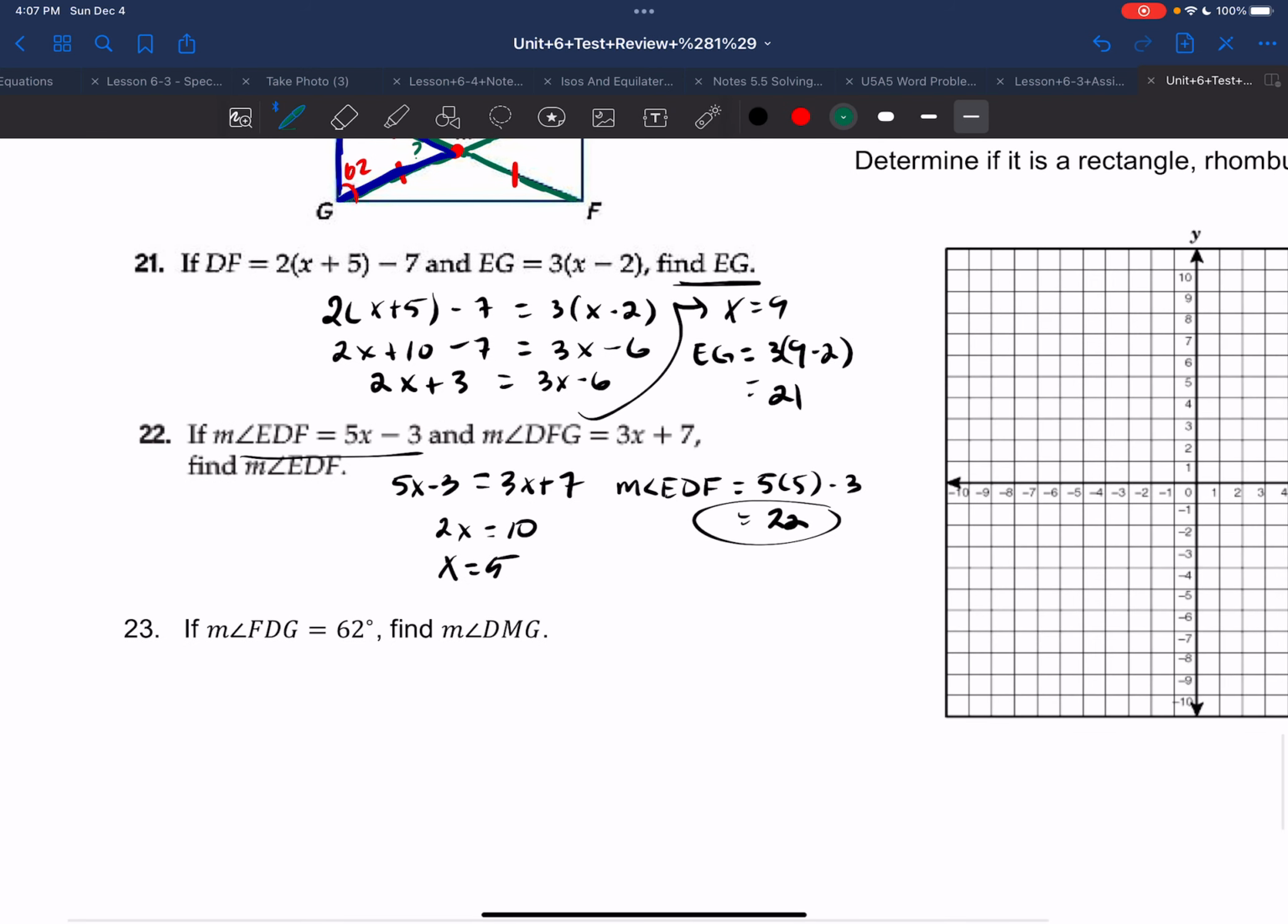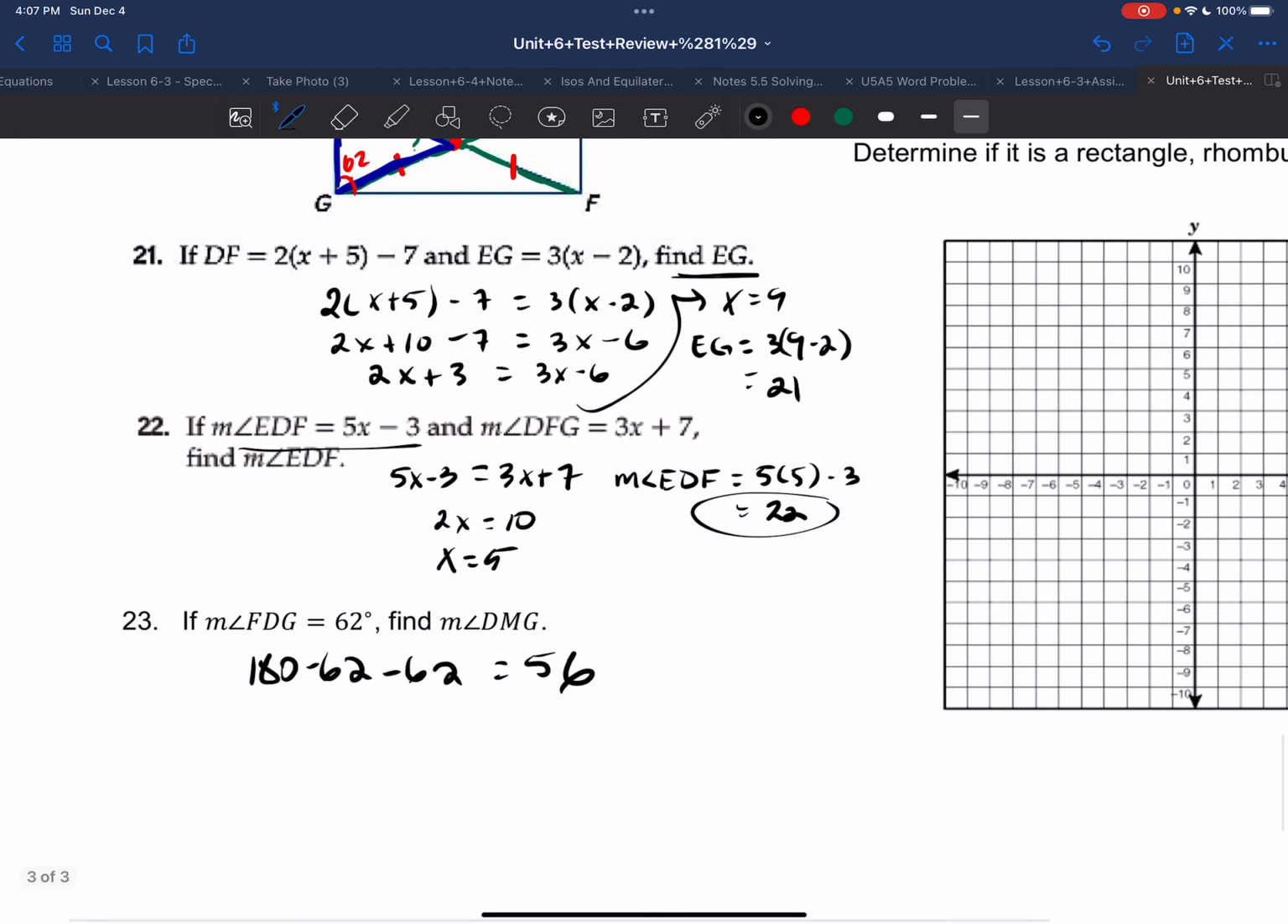So this is a triangle. The sum of interior angles of a triangle is 180, right? So I do 180 minus 62 minus 62. That's going to be 56. So the measure of angle DMG is 56 degrees. And that's my answer. Okay?